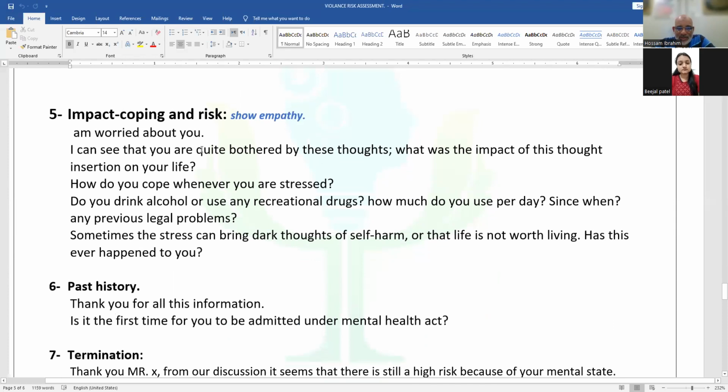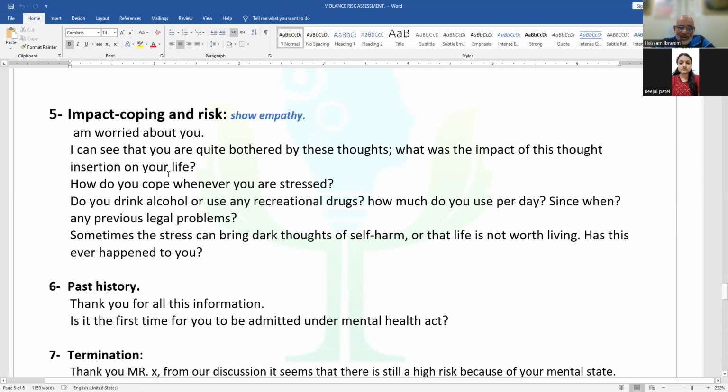Then the impact, coping, and risk. Again, doctors, you must have very good time management. If you hear the bell of 6 minutes, immediately start asking about the impact, coping, and risk, particularly in the risk assessment station. You can hardly finish points 5, 6, and 7 in 1 minute. So when you hear the bell of 6 minutes, immediately ask about the impact, coping, and risk.